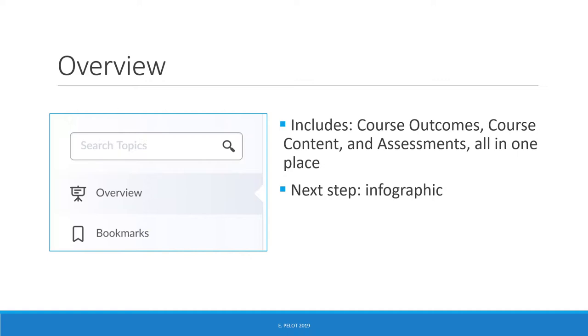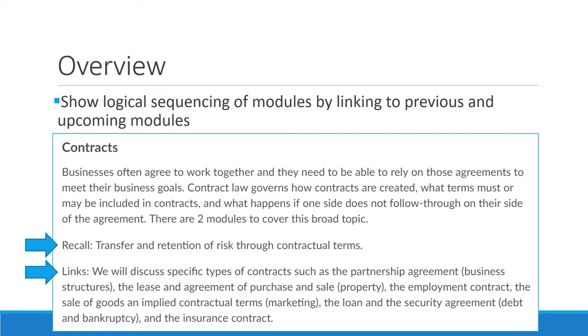The next iteration of the course would likely include an infographic, as recommended by Learning and Teaching Services, rather than just a text-based overview. From the professor's point of view, the exercise of preparing a course overview and identifying how each module links to the previous and upcoming ones is an important one. It has allowed me to better understand the sequencing of the content. So when introducing a new module, this helps me better explain how the new content ties into the course.